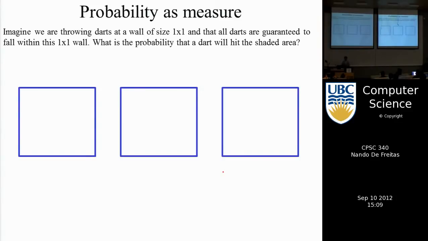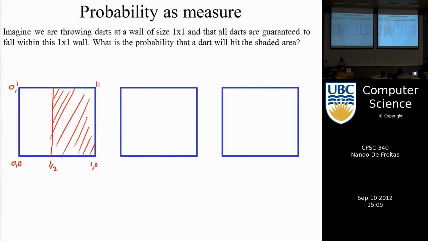Now, let's consider the following setting. There's going to be a wall. This wall is of size 1 by 1. Here I have 3 walls because I'm going to do 3 examples. So think of this as the origin 0, 0. This is 1, 1. So this would be 1, 0. This is 0, 1. So it's a wall. Each side is of size 1. And I'm going to break this wall in half and create a shaded region.